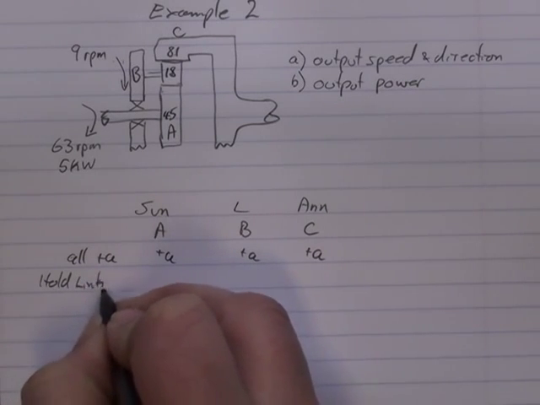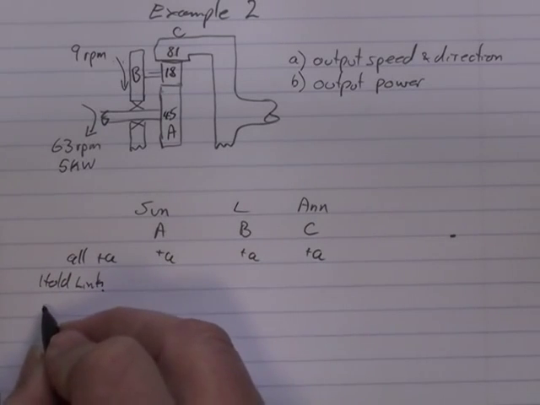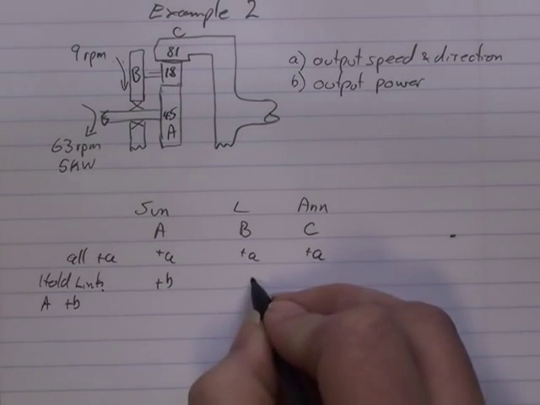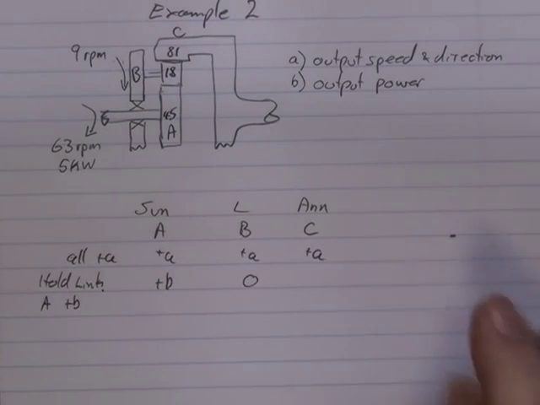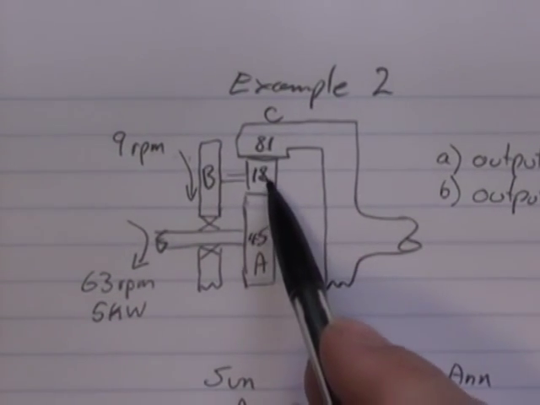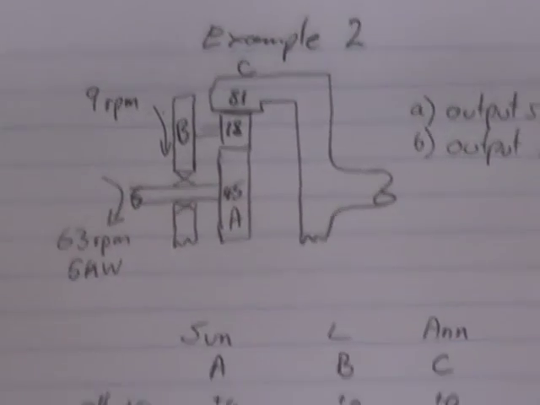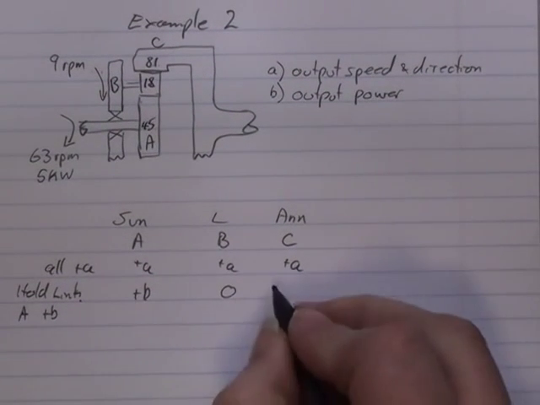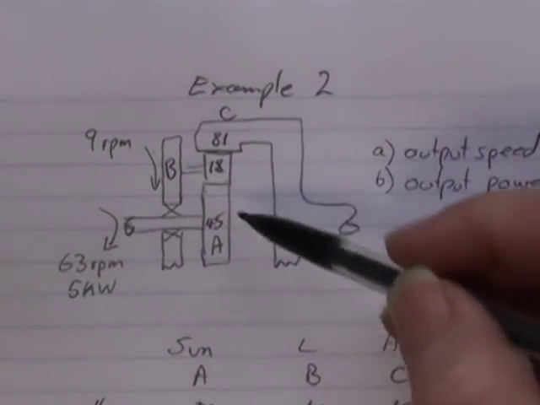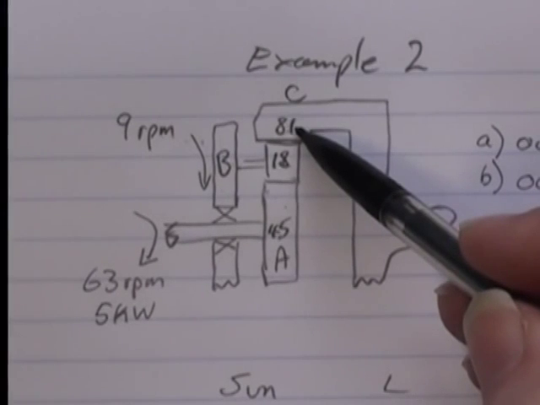We now hold link, and we'll turn the sun gear, so we're going to go A plus B. So this one's going plus B, the link is being held. The annulus gear, again as before, this goes plus, this will go minus, this will also go minus because it's an internally cut gear. So this one will be minus B times the ratio between the two. I am turning the sun gear, I'm trying to find out where the annulus gear is going.